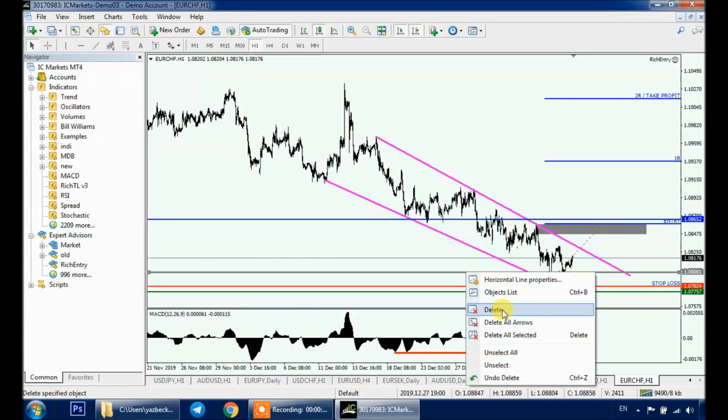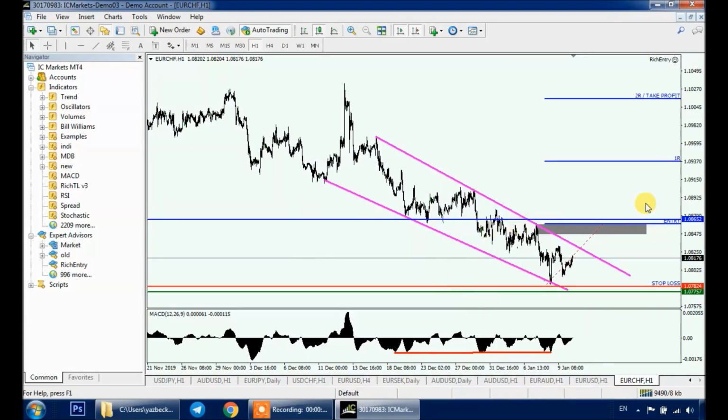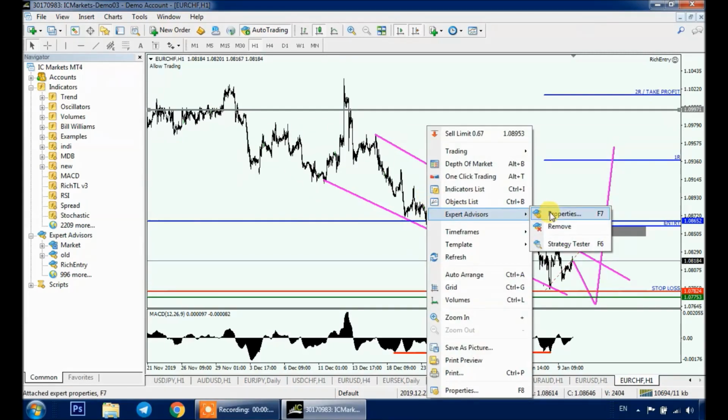As you can see, the EA shows it in green. So in this particular example, if price goes here before breaking above our entry level, the EA won't enter this particular trade.